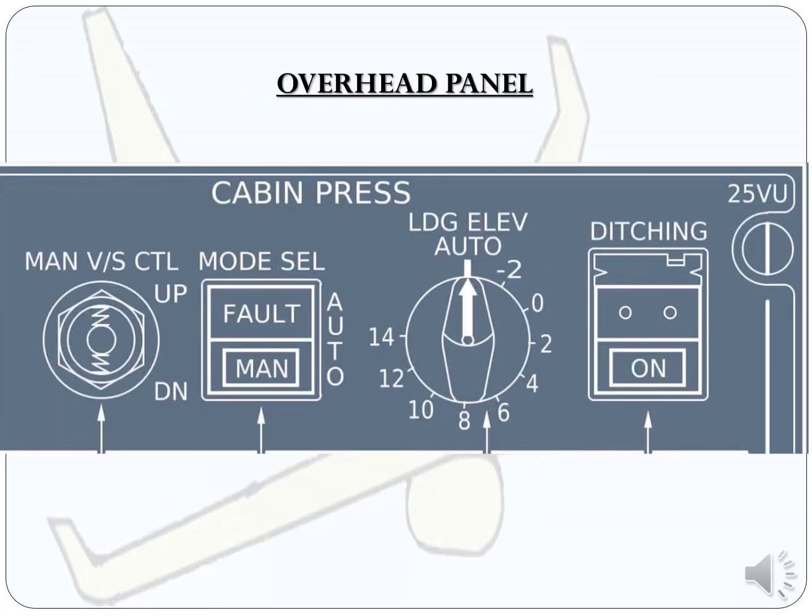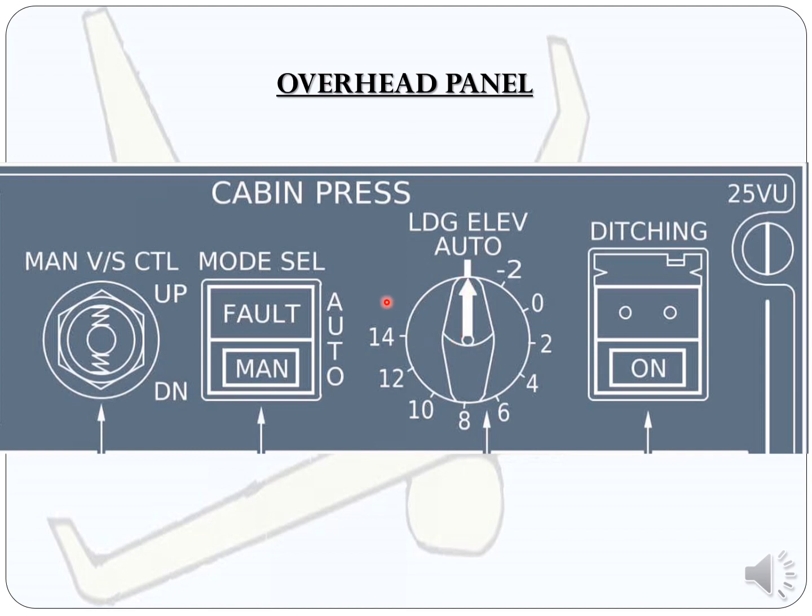This is the cabin pressurization panel, which is located on the overhead panel. In automatic mode, the computer will take care of the entire pressurization system. In semi-automatic mode, we need to select the landing elevation. The field elevation we can select from minus 2,000 to plus 14,000 feet. In normal operations, this knob will be in the auto position.